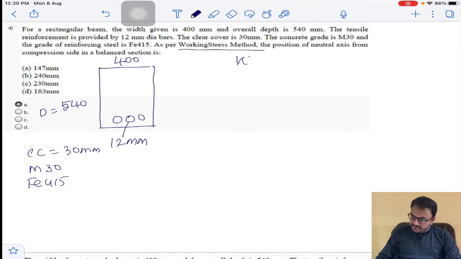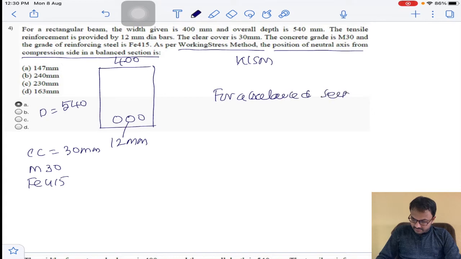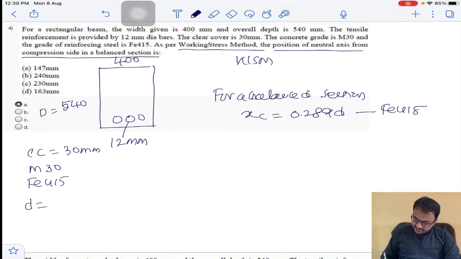In the working stress method, that is WSM, the position of the neutral axis from the compression side in a balanced section is, obviously for a balanced section, the critical depth of neutral axis equal to 0.289 d, that is for Fe415 grade steel. To calculate 0.289 d, we need the d value. d is equal to capital D minus clear cover minus diameter by 2. That is 540 minus clear cover 30 and the diameter by 2 is 6. So you will get 504 mm.